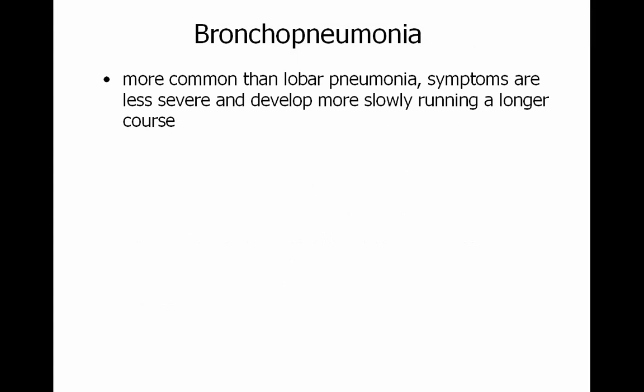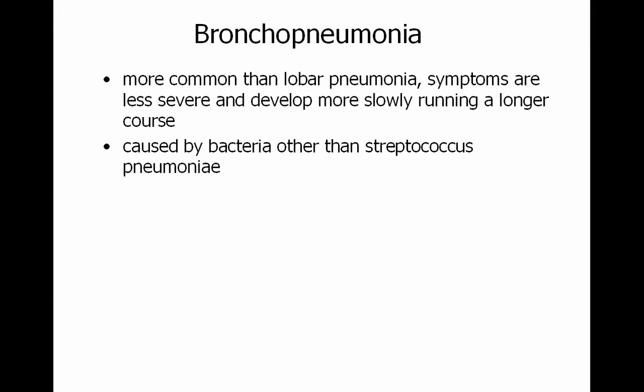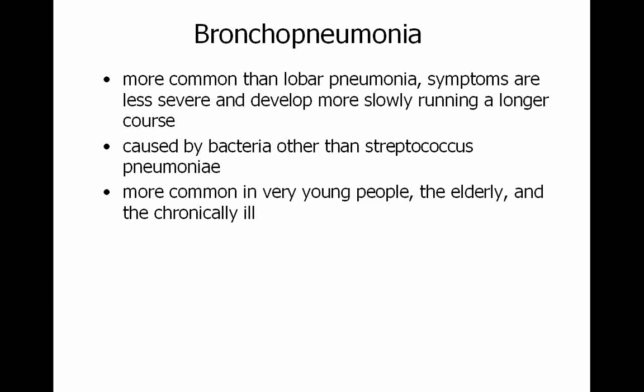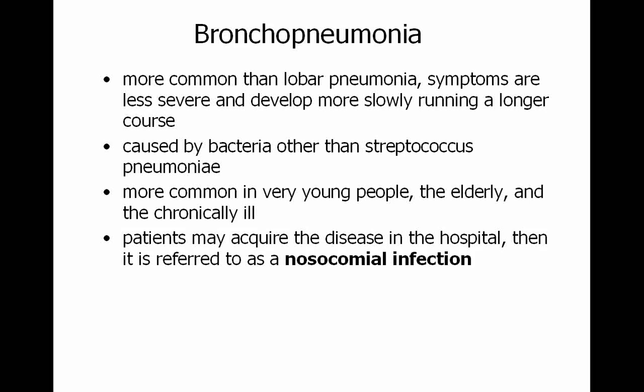The next type of pneumonia we're going to look at is bronchopneumonia, which is much more common than lobar pneumonia. Symptoms are less severe, and it usually develops a slow, actually longer running course than the lobar pneumonia, caused by bacteria other than Streptococcus pneumoniae. It's a number of different bacteria that result in bronchopneumonia. It's more common in very young people or very old people or chronically ill people. It's also a pneumonia that may be acquired while the patient's in the hospital, which would be referred to as a nosocomial infection.